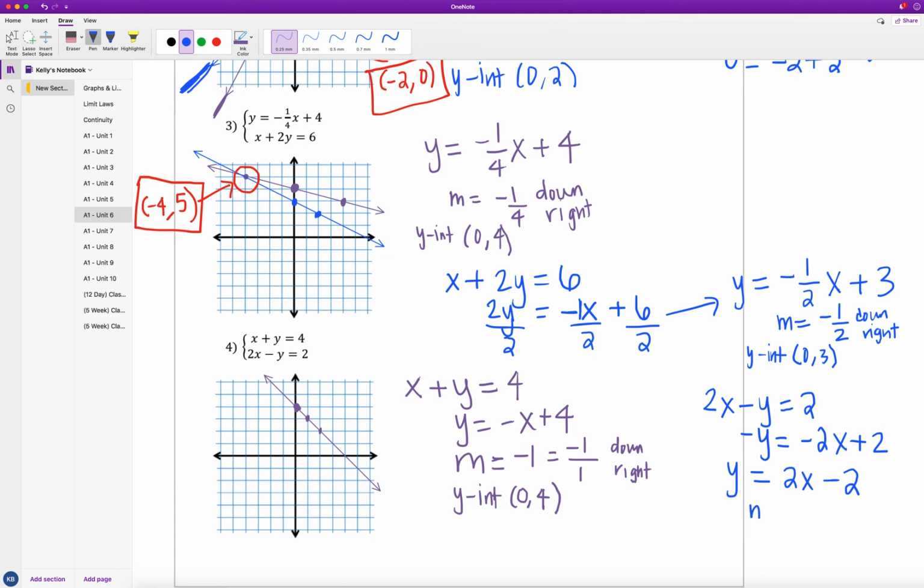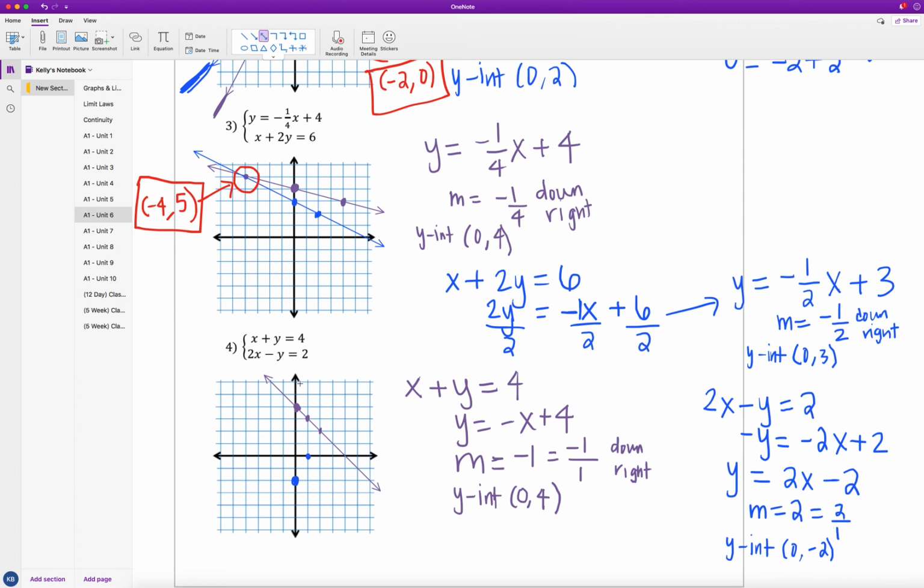To graph this line, I need the slope, which is positive 2, or 2 over 1, which will be helpful for rise over run. And then I also know that my y-intercept is going to be (0, negative 2). We start by plotting our y-intercept, so I'll go down to (0, negative 2). And then to use my slope, I go up 2 and to the right 1, up 2 to the right 1. But once I have 2 points, that is enough information to draw a straight line.